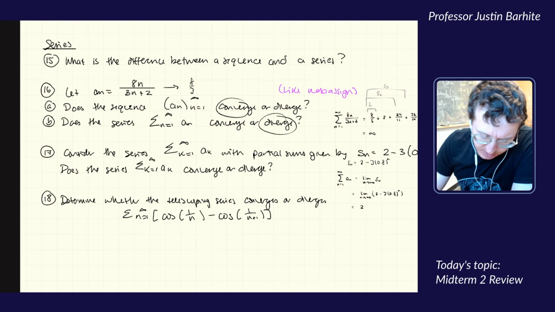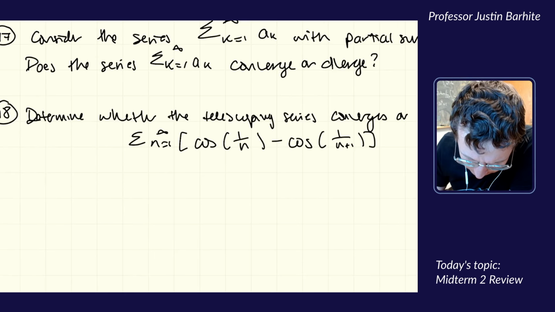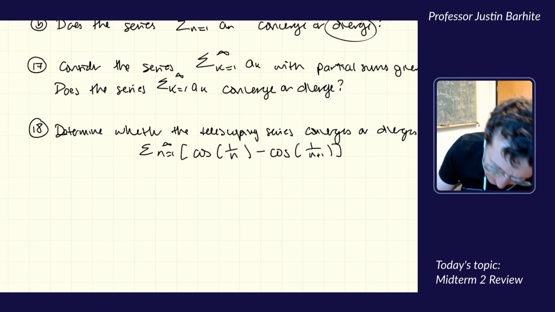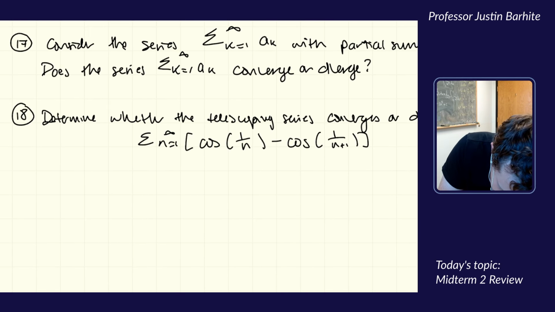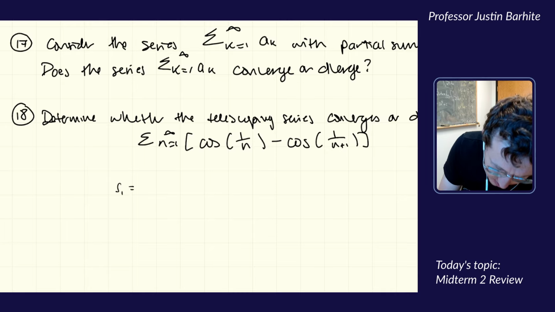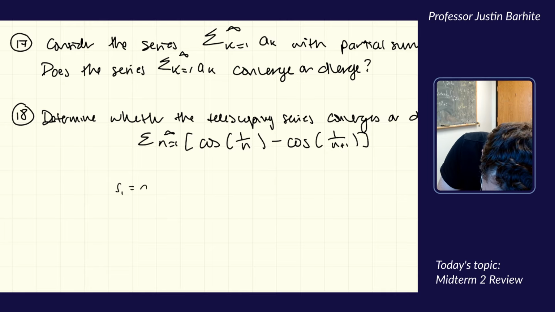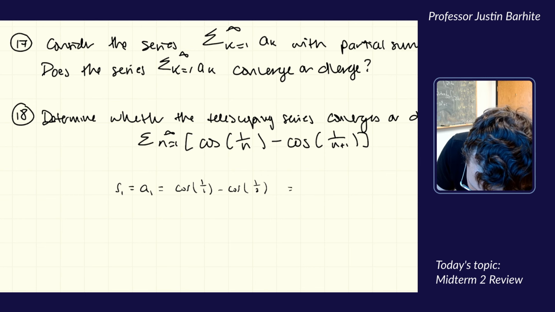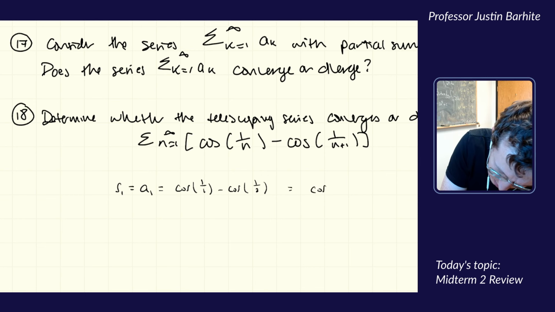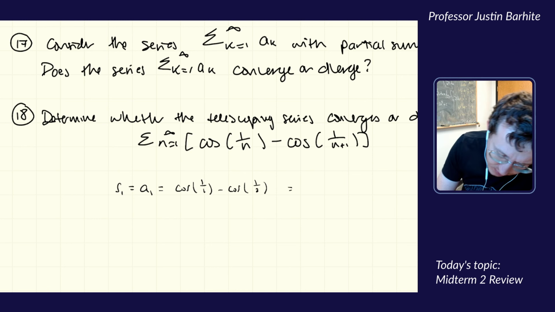This last question here is about a telescoping series. They're asking whether this converges or diverges. This looks scary, but if we just write out the first few terms, it's not so bad. So the first partial sum is just the first term, which is cosine of 1 over 1 minus cosine of 1 over 2. Okay, and if you really want to evaluate that, that's cosine of 1. Oh yeah, okay. I don't know what the cosine of 1 is.